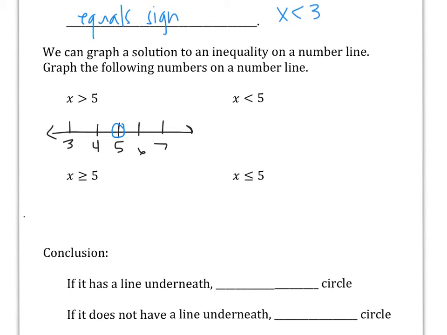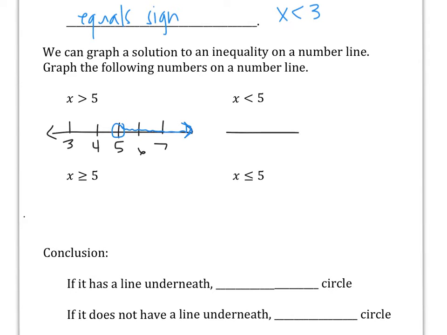And then I'm going to shade everything to the right of it because everything to the right of 5 is greater than 5. So I'll shade to the right, draw an arrow, and I like to change colors so you can see the actual graph I made on the number line. So this would be the solution and the graph for x is greater than 5.